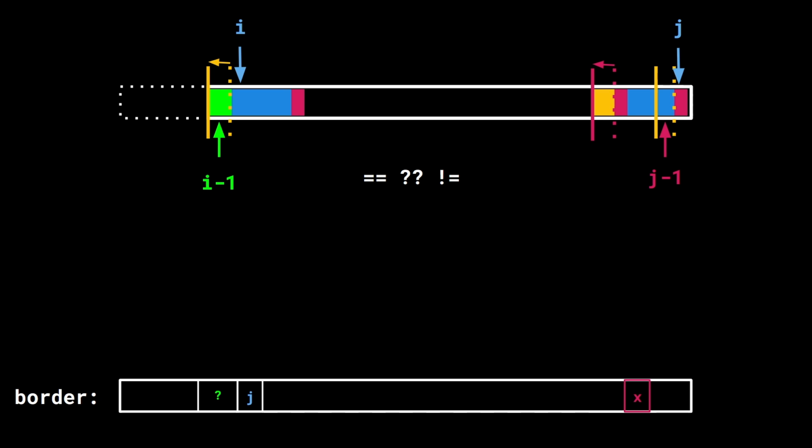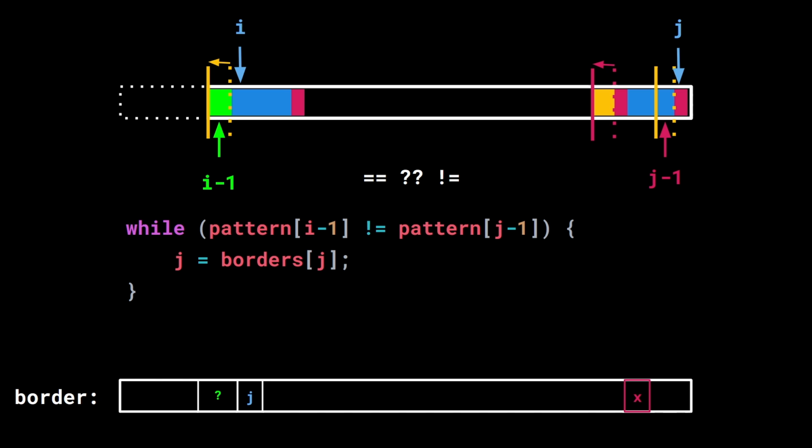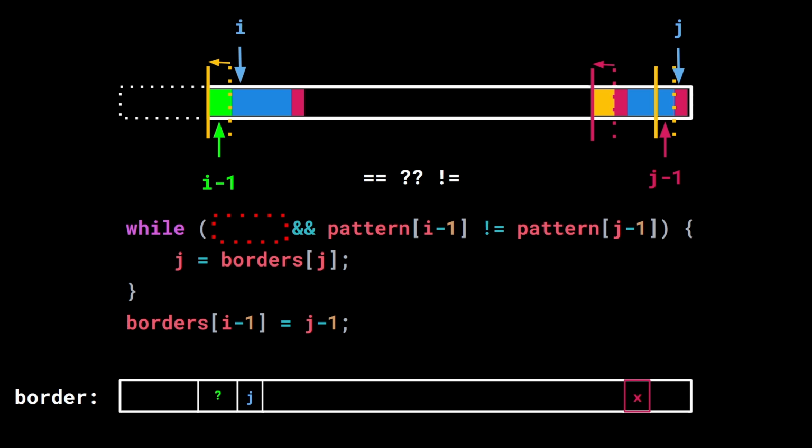And we repeat this operation until P of I minus 1 and P of J minus 1 are equal, or until we are running out of borders. So while pattern of I minus 1 and pattern of J minus 1 are different, J takes the value of border of J. When the characters are finally equal, then we found the border of I minus 1. Okay, but here we are missing a condition to break out of the loop when there's no more borders.